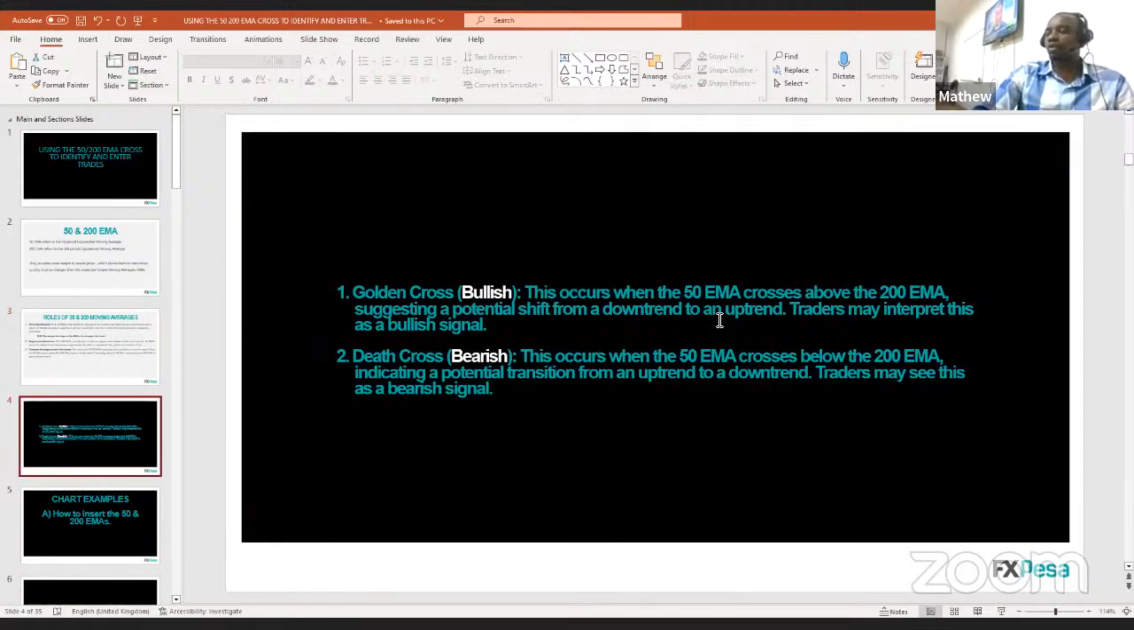The golden cross, bullish, occurs when the 50 EMA crosses above the 200 EMA, suggesting a potential shift from the downtrend to an uptrend. Traders may interpret this as a bullish signal. And then of course there's the death cross, which is bearish. This occurs when the 50 EMA crosses below the 200 EMA, indicating a potential transition from an uptrend to a downtrend. Traders may see this as a bearish signal.